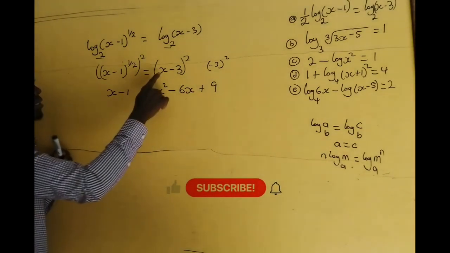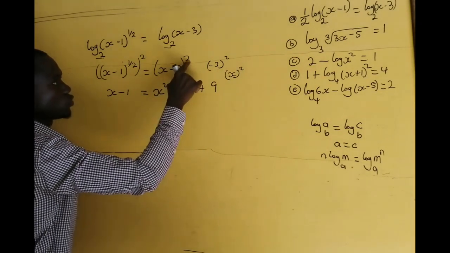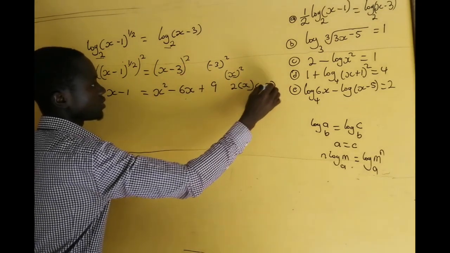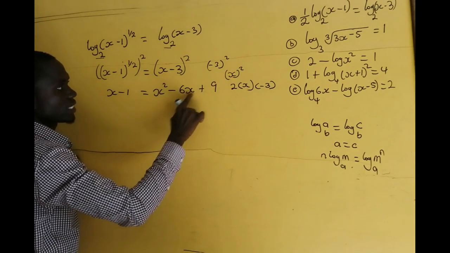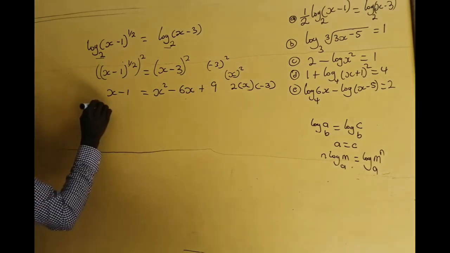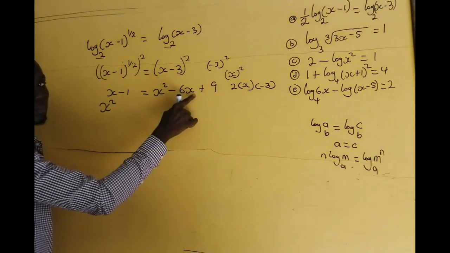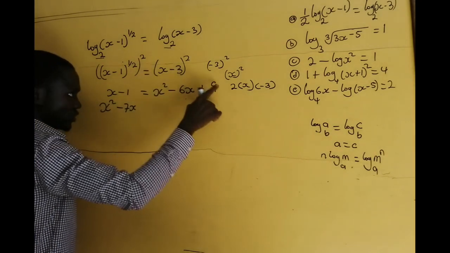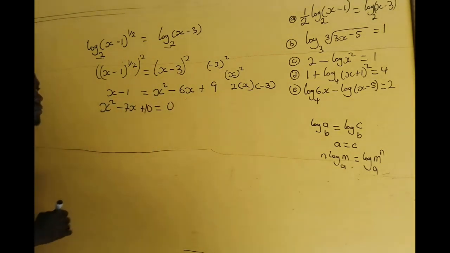So do it very simple. Take this one and square it. Then take 2 times this x times the negative 3. So if you square this one, you get x squared. 2 times x times this, minus 6x, and if you square it, you get positive 9. So here we are having x squared. If x comes here, it will become negative, and it will give us negative 7x. If negative 1 comes here, it will be positive, so we have 10 equal to 0.